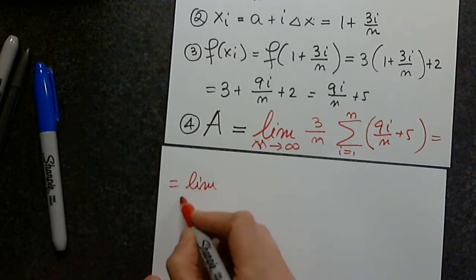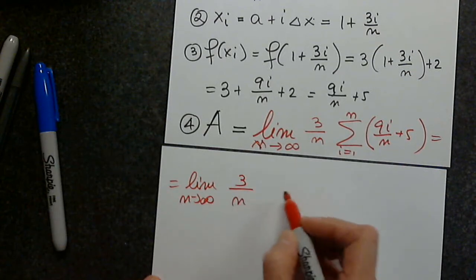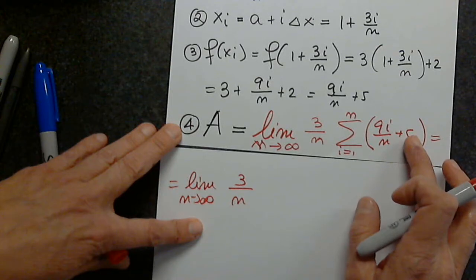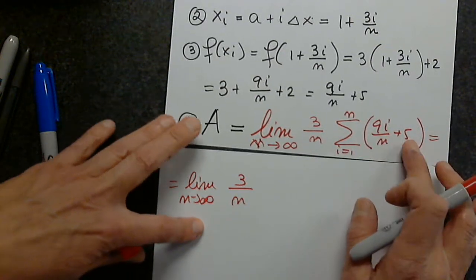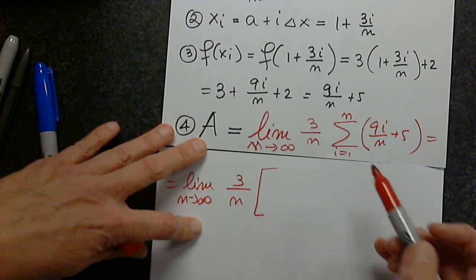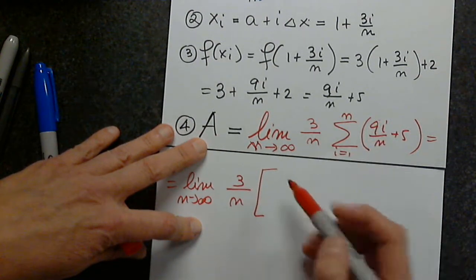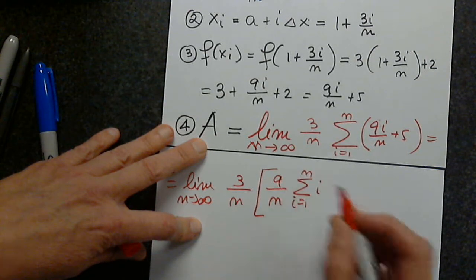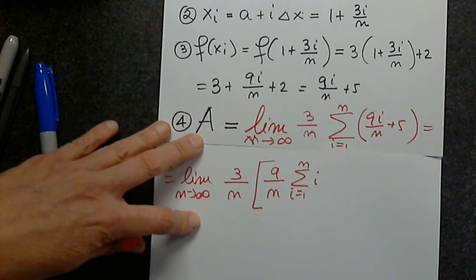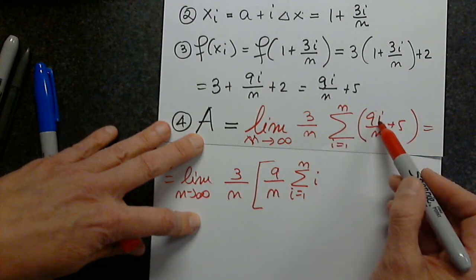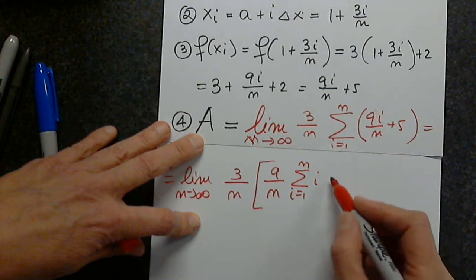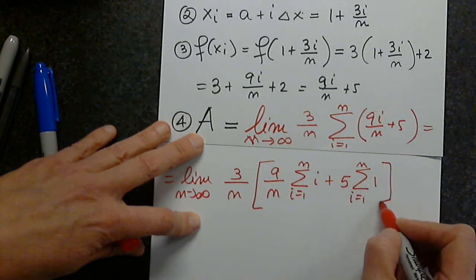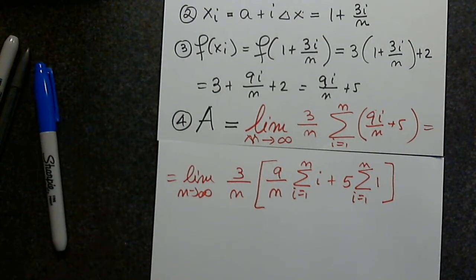So limit as n approaches infinity of 3 over n. And now the summation of a plus b is the summation of a plus the summation of b, correct? But I also have this, which is a constant, 9 over n, times the sum of i from i equals 1 through n. This is a constant, and I only need to apply it, so the constant goes in front. Plus 5 times the sum of 1 from i equals 1 through n. 5 is 5 times 1.